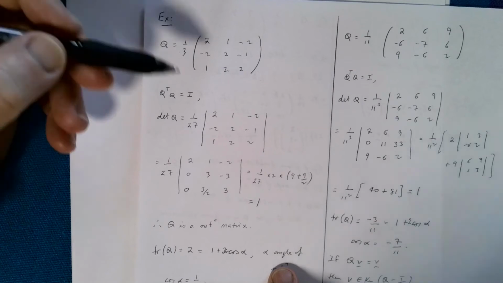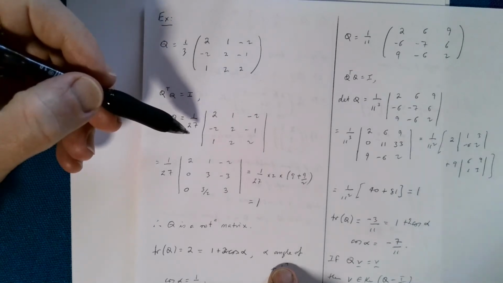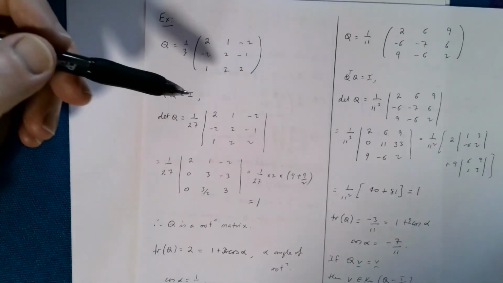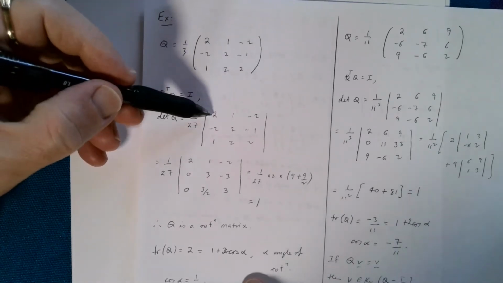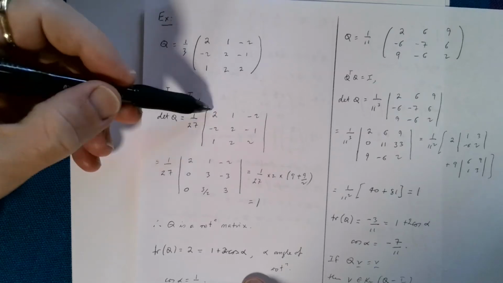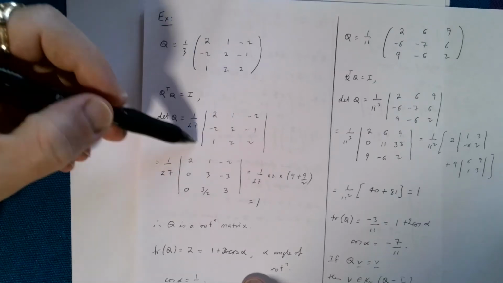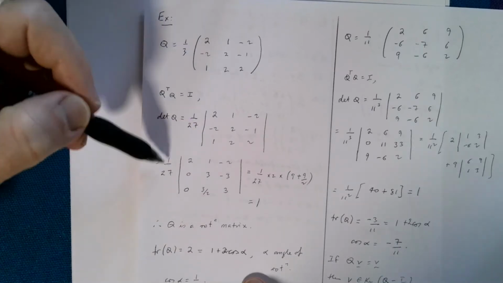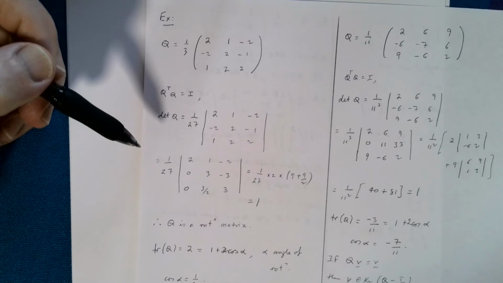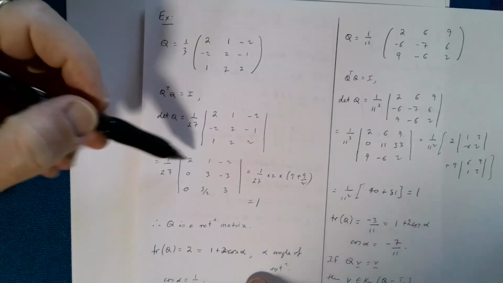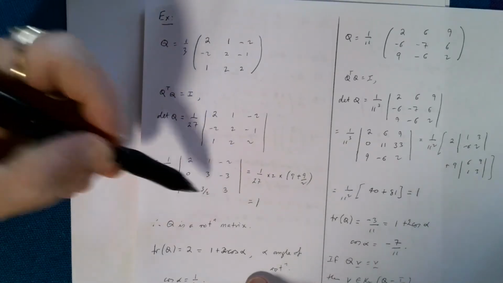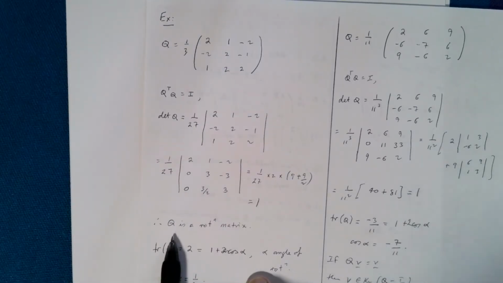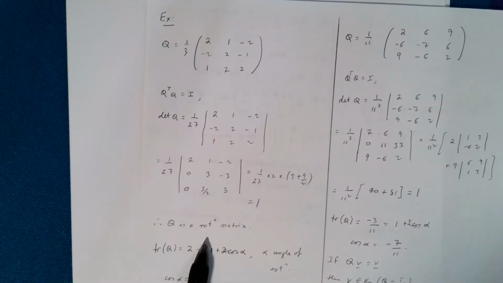And all I've done here is I've just done a little bit of row reduction. I've just replaced this row with the sum of these two, and I've done this one minus a half of this one, which gives me this here. And then we can just expand down the first column for the determinant. So we get 1 on 27 times 2 times 9 plus 9 halves. And when the dust settles on that, you get 1. So that tells me Q is a rotation matrix.